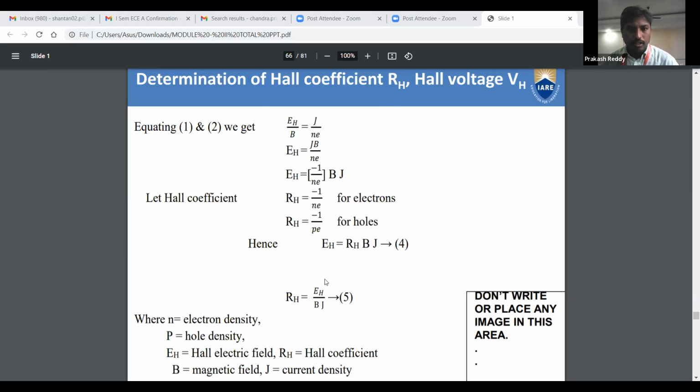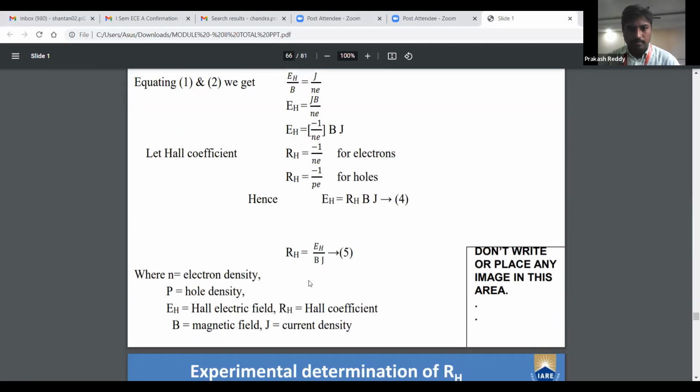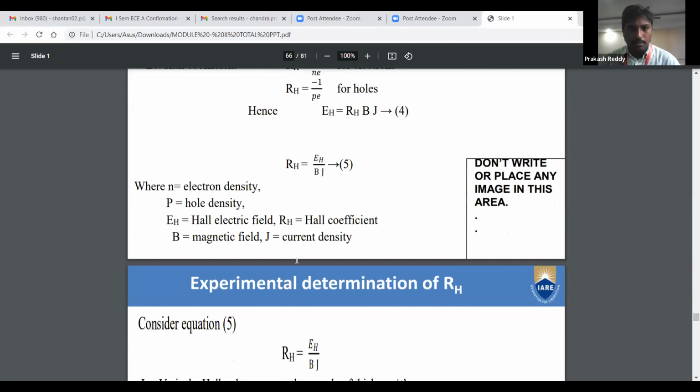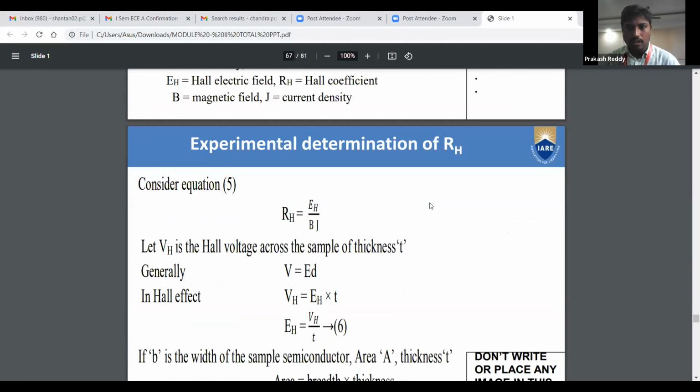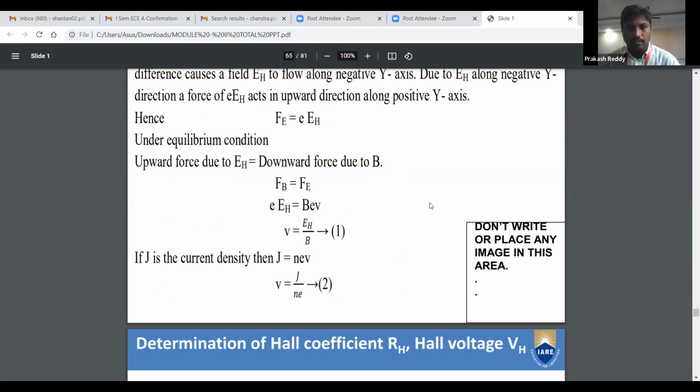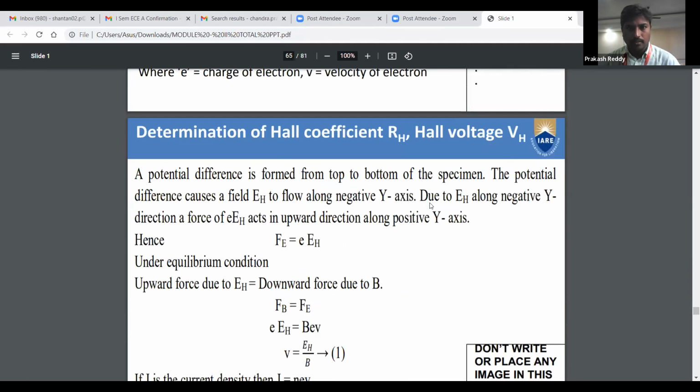Sorry. So RH equals EH by BJ is the equation to find the Hall coefficient. RH is the relation between EH and J. After the experimental determination of RH, all of you try to note down or take a screenshot of these 4 slides.